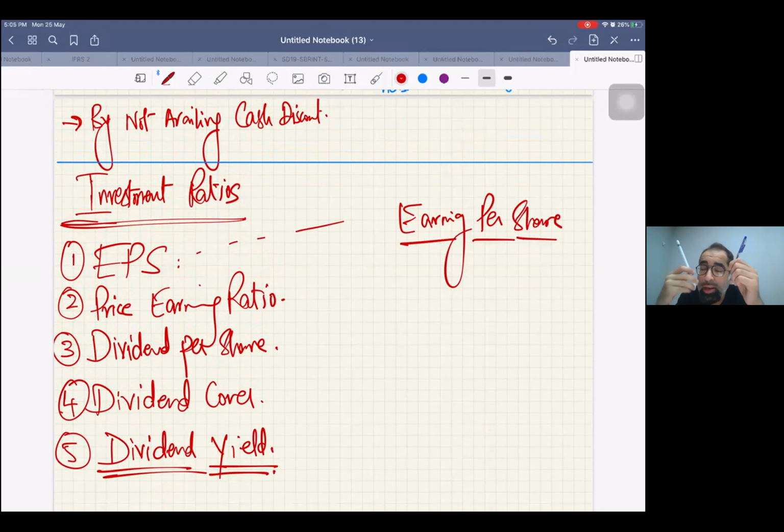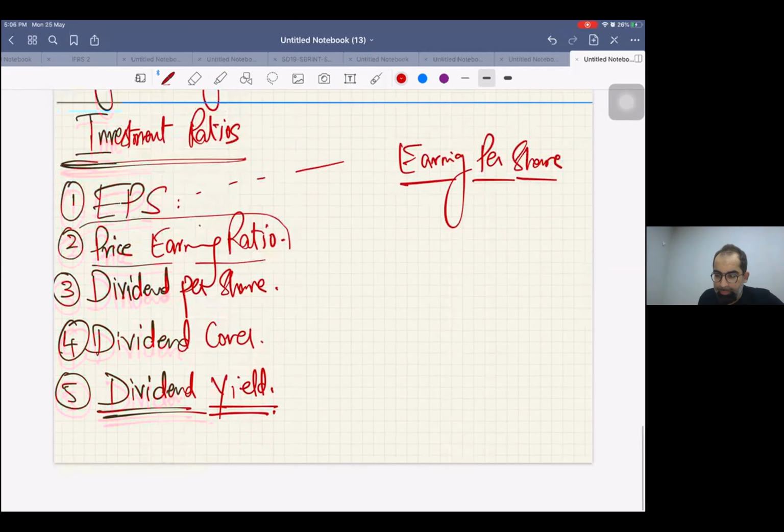So whoever earns more will be more valuable. So the higher the EPS, the higher the share price. In the stock market, this is the basic rule that share price is dependent majorly on EPS, earning per share, right? That's why earning news is also very important for the stock market. When earning news comes in the market, the share price moves, right? Okay, so share price is dependent on EPS. Now the second ratio, which is very important, that is the price earning ratio.